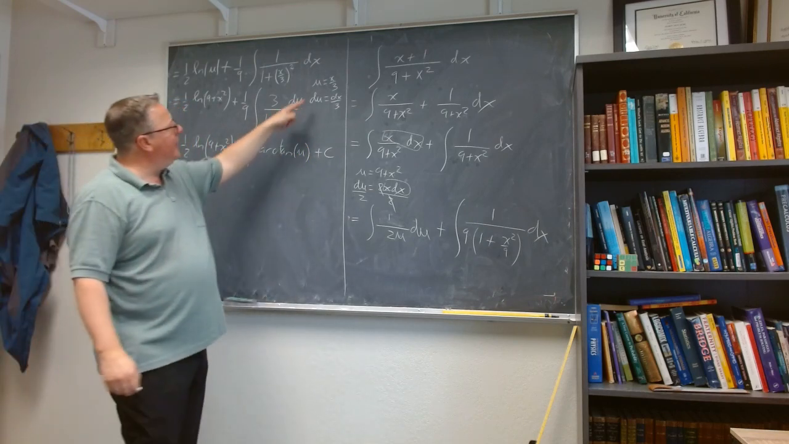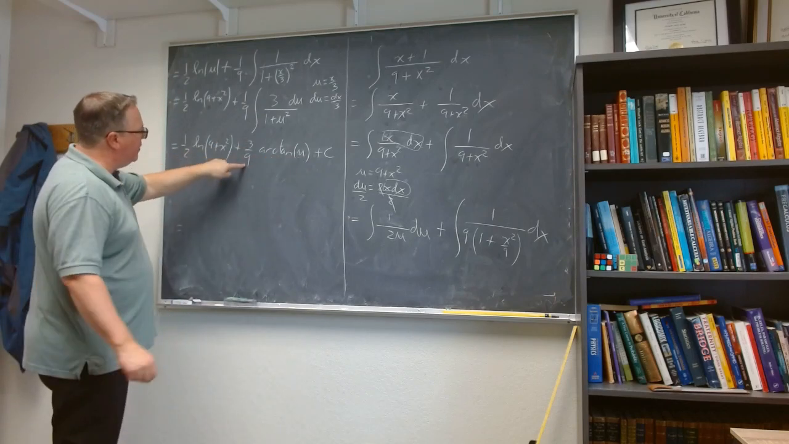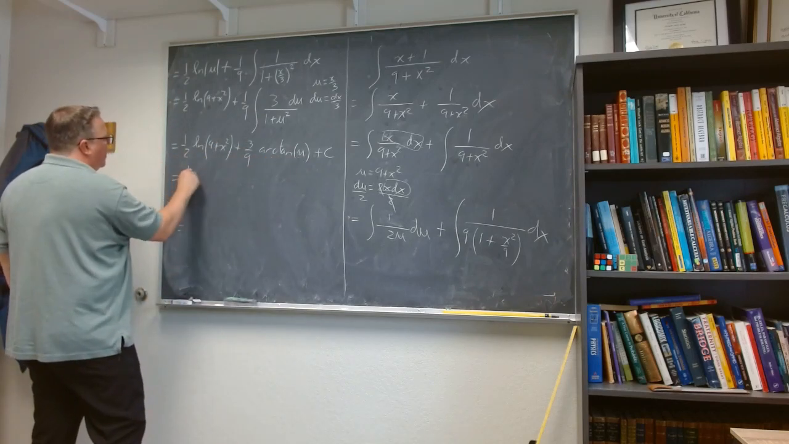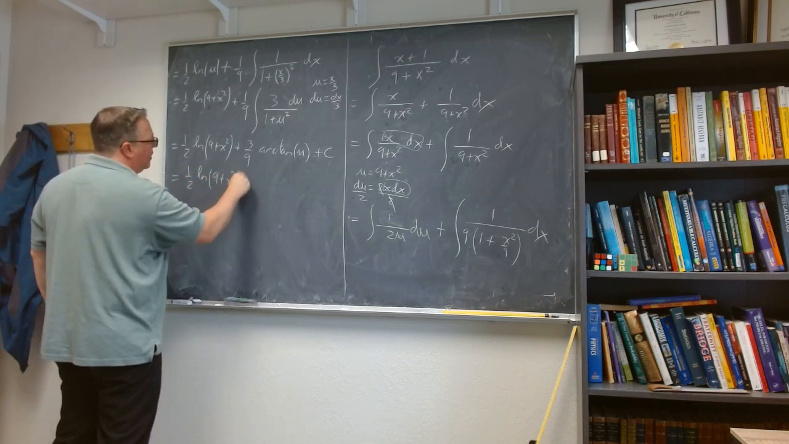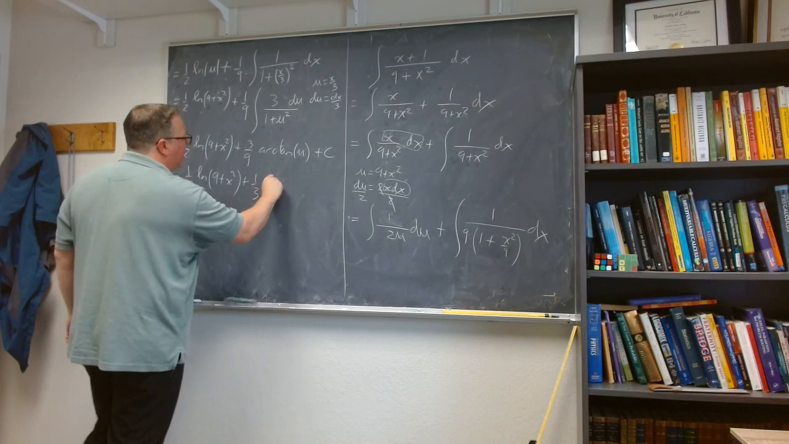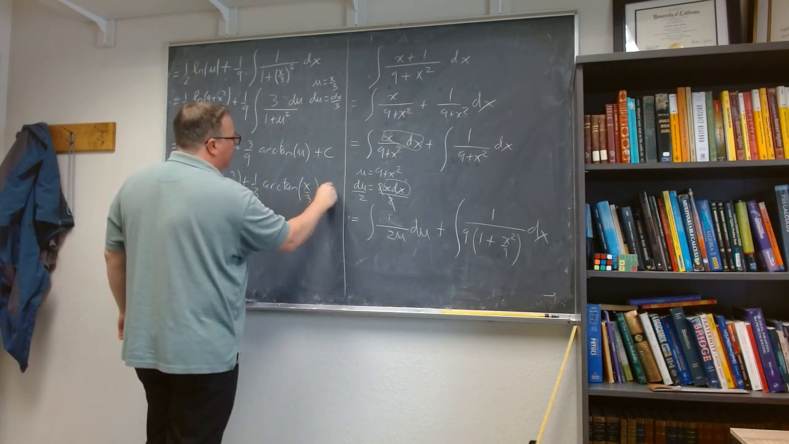And since u is x over 3, I do my last back substitution. The 3 over 9 becomes 1/3. And so I'm left with 1/2 of the natural log of 9 plus x squared plus 1/3 of the arctan of x over 3 plus c.